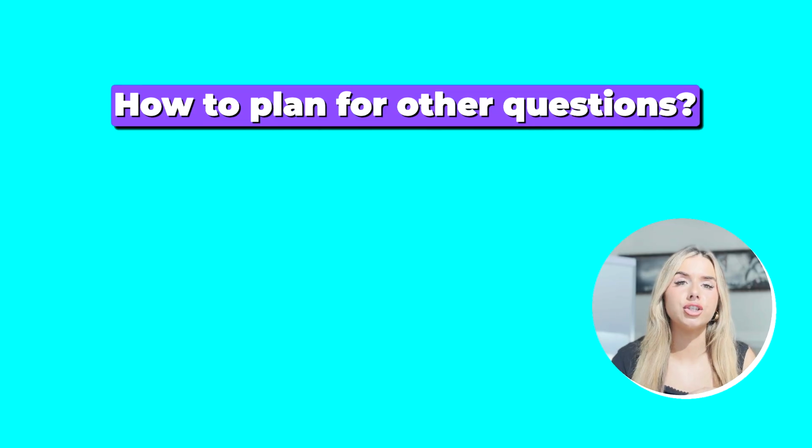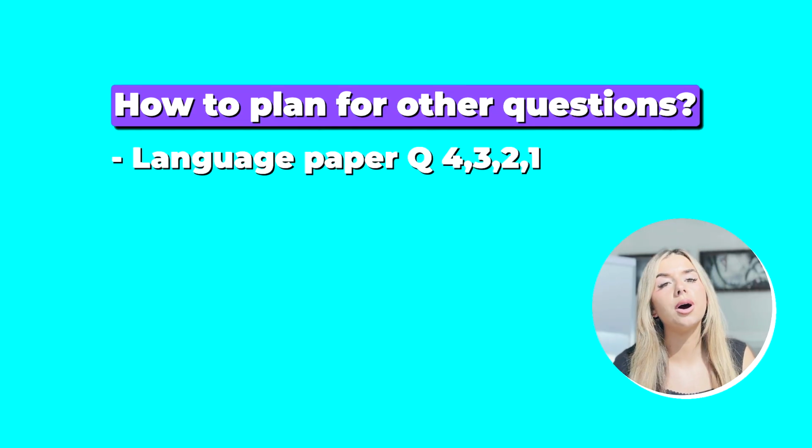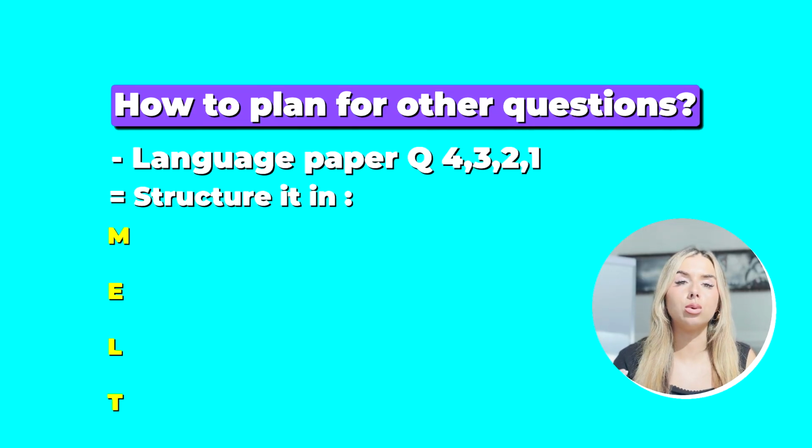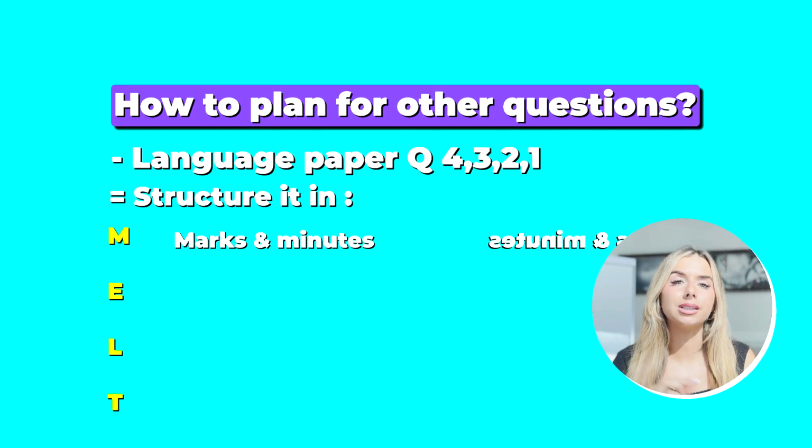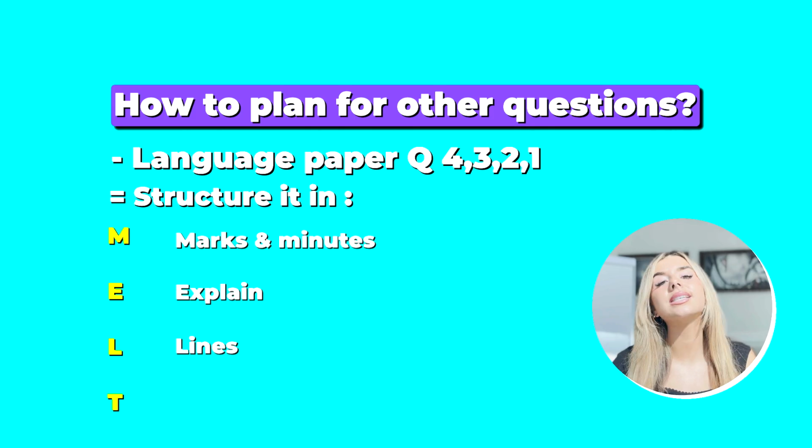Then for the other questions, so questions 4, 3, 2, 1, I want you to structure it in the MELT format. M stands for marks and minutes, the E stands for explain, the L stands for lines, and the T stands for techniques. What this is going to do for each language question is give you a really good overview of the difference between the different questions, because it's what so many of you struggle with. With English language, yes, we can't prepare for it in the same way as literature, but you still need to know exactly what the question's asking you, what you're required to do, a structure for it, and techniques you can use. You need to pre-learn that.